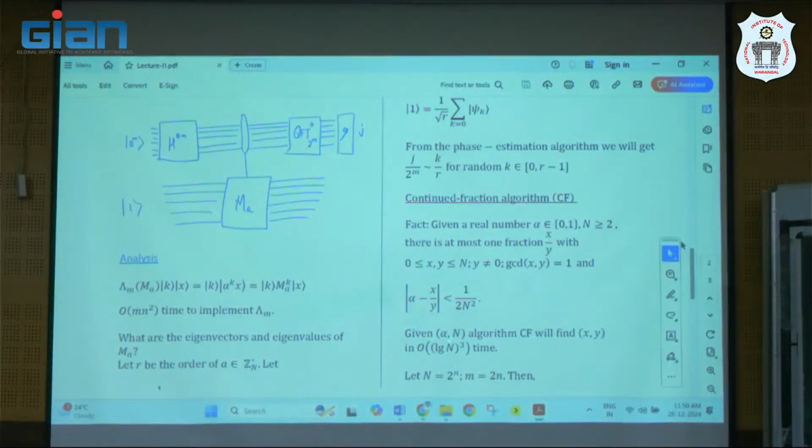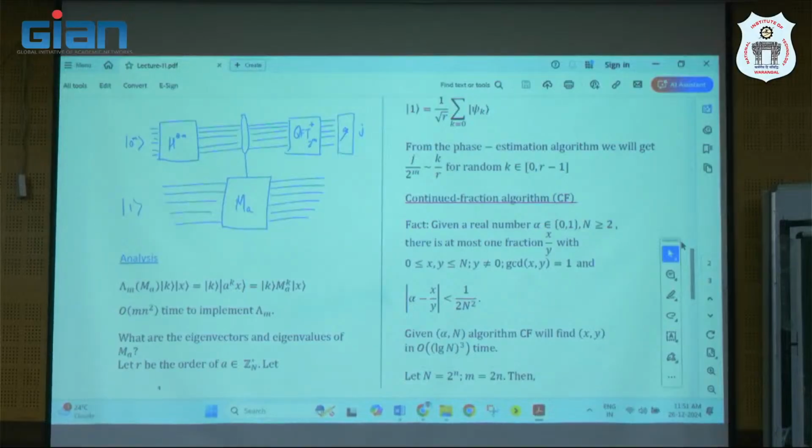So, given alpha comma n, now this is the algorithm. Given alpha comma n, the continued fraction algorithm CF will find x over y in order log n cube time. So basically, given a real number alpha, it will give you a good rational approximation for it, in the simplest form. And the precision is like 1 over n square, and the time is log n cubed. So exponential precision you can get. Correct? Yes?